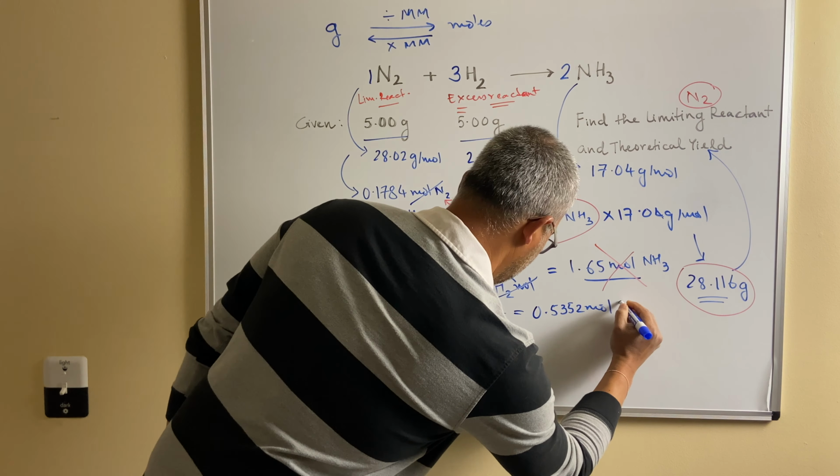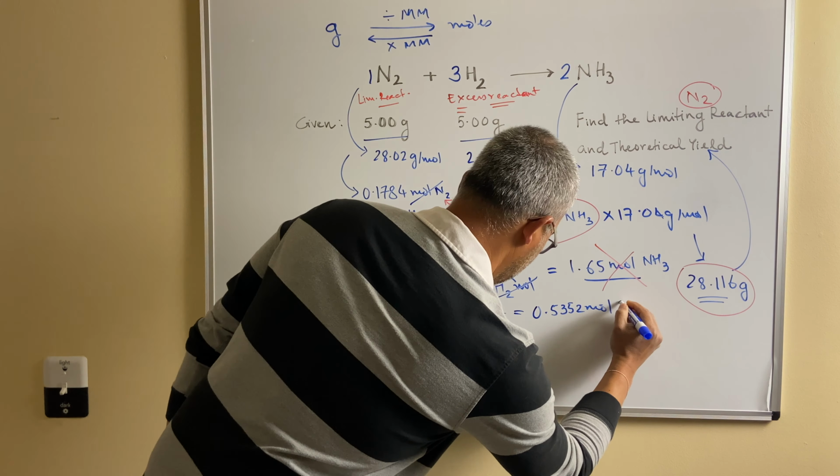The reality is, if you do this reaction in a lab, there are many factors like human error. You may have spilled something, sometimes the reaction produces side products, sometimes the reaction doesn't go to completion. For many reasons, you're not really going to end up getting 28.116 grams. You're going to end up getting something that's lesser. So let's say you actually got, so that's my actual yield, 15.75 grams of NH3.